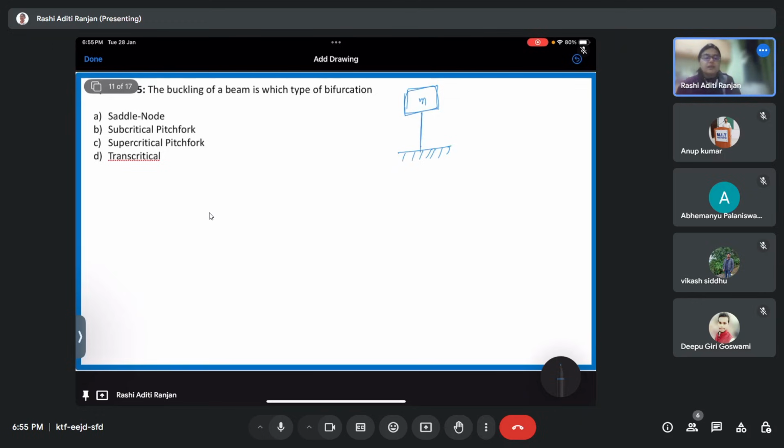Now if I keep increasing the mass, you people must have learned in your mechanics of deformable bodies that buckling happens in a beam. So what essentially happens is if you keep increasing, I'll write it.